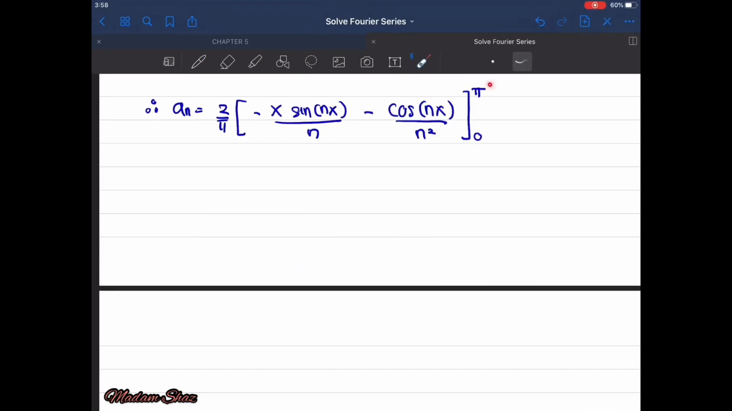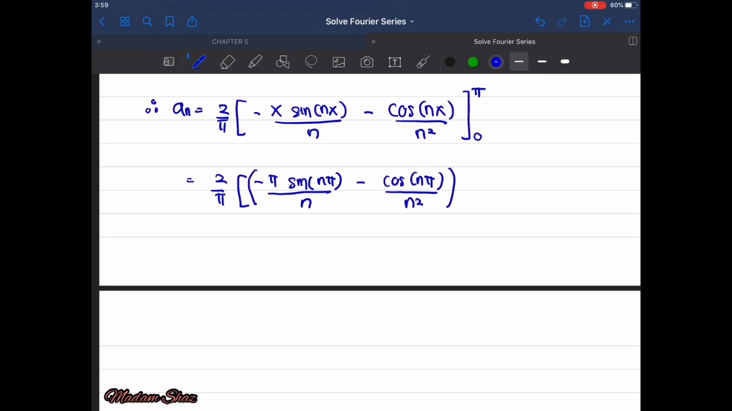So now substitute the limit. Substitute pi into the position of x. 2 over pi. Substitute pi to the position of x here will become negative pi sin n pi divide with n, minus cos n pi divide with n square. Close the bracket, minus. So now substitute the second limit to the position of x. So 0 multiply with the sin, so everything will become 0.